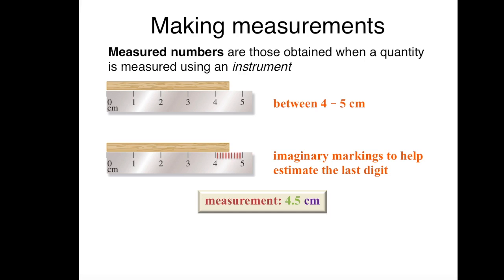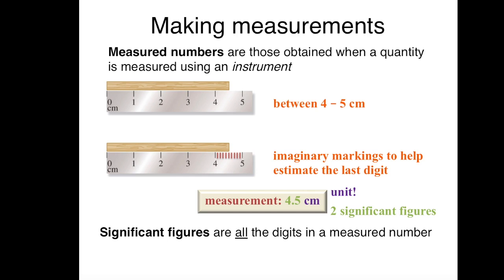So I will record this measurement as 4.5 centimeters. In any measurement, there's always the unit. Don't ever write a measurement as 4.5. You need that unit. And the second part of that is the number. And here is something I'm going to introduce to you. It turns out that this number has two significant figures.